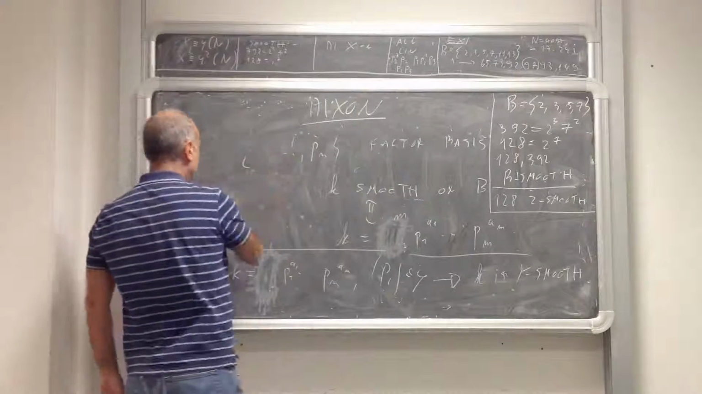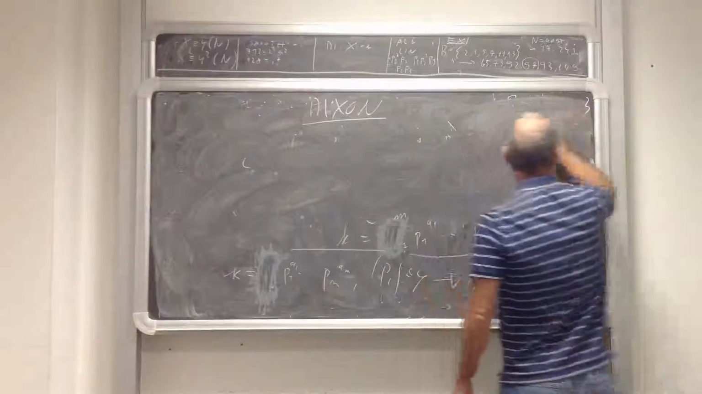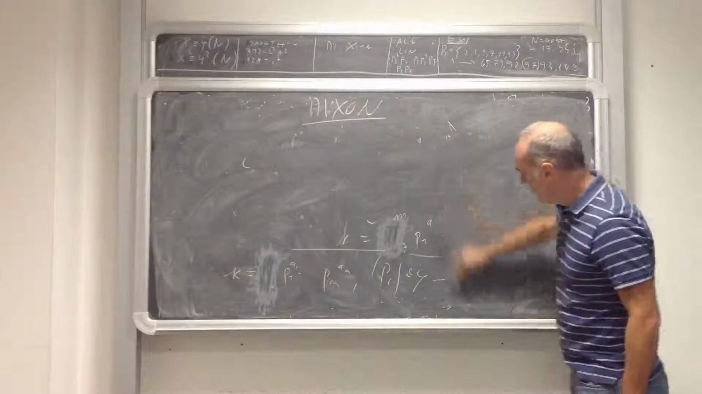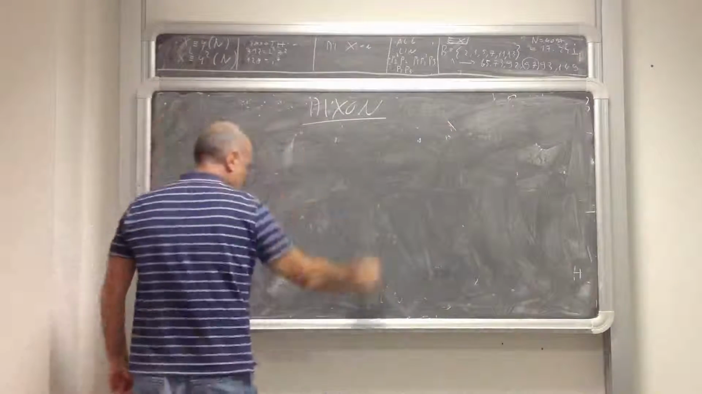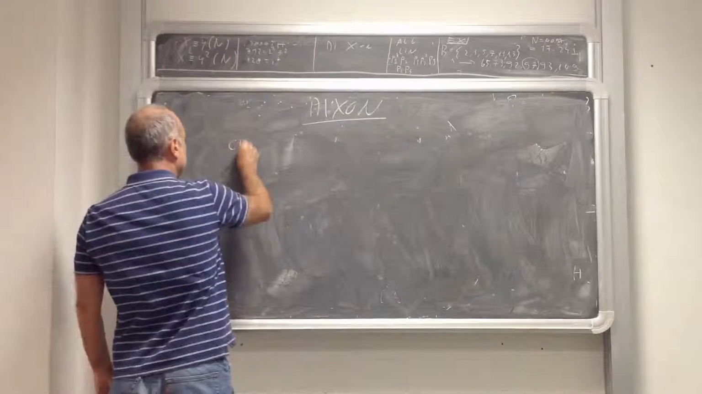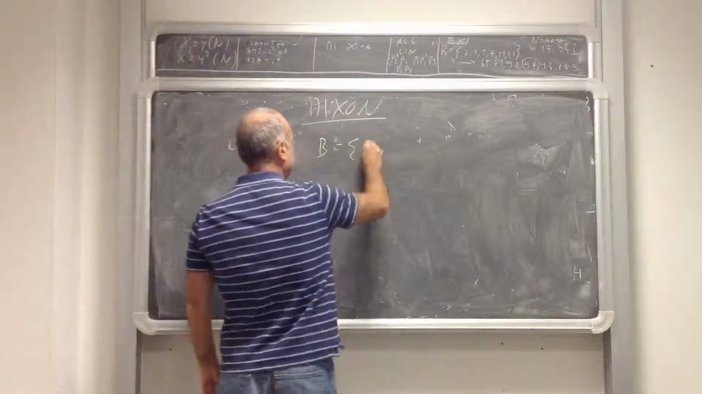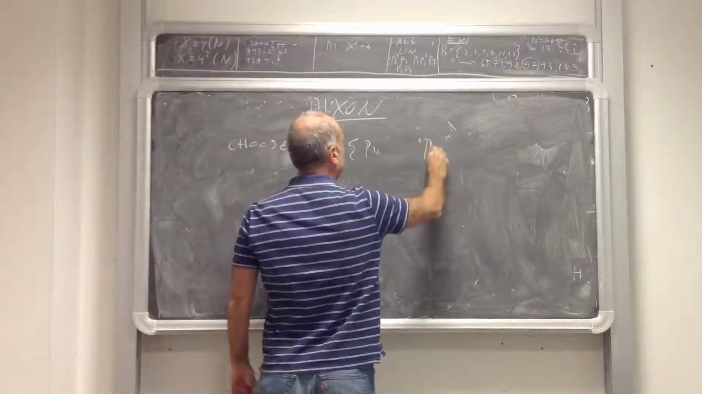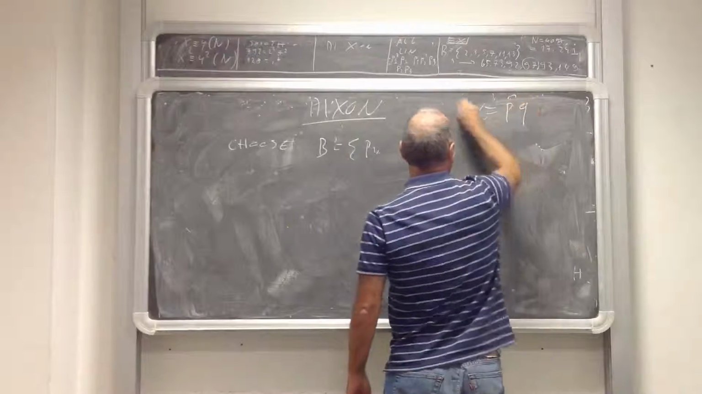So, we are ready to talk about the algorithm. First of all, we choose a factor basis B, p1 to pm. So remember, we have to factorize n, which is p times q.